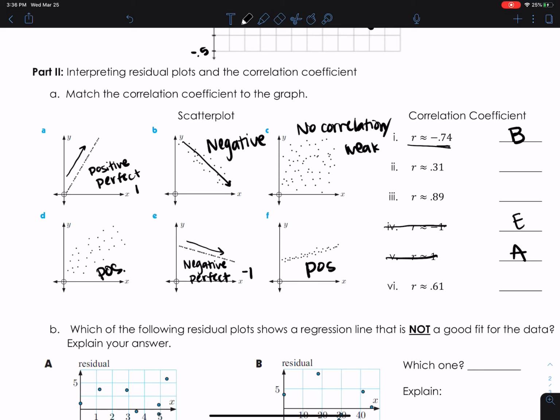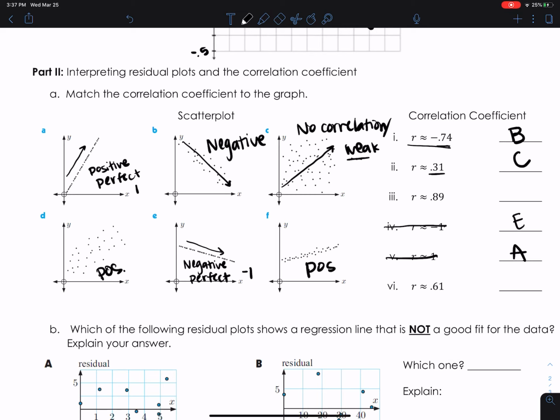And then the weakest one is C. And then the weakest correlation, or the smallest correlation, is 0.31, because we have 0.31, 0.61, and 0.89. So this one would be C, because it has the smallest correlation. And it says that it's positive, so the regression line could be something like this. Because it's positive, but it's very weak.